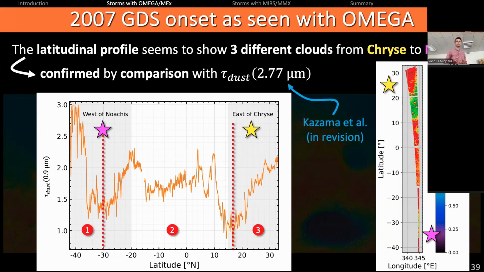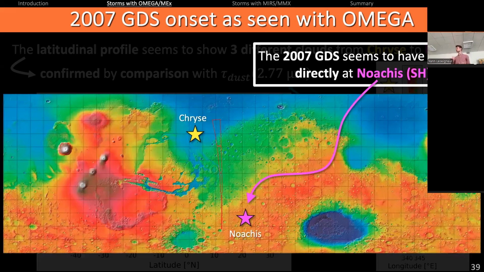And these different clouds seem to be confirmed by other dust optical depth retrievals using, again, OMEGA, but at higher wavelengths. So now with the OMEGA inputs, this global dust storm seems to have formed directly in the southern hemisphere at Noachis and not in the northern hemisphere. So yeah, after more than 15 years after the onset of the global dust storm, we still can give some new information about the formation of this global dust storm.